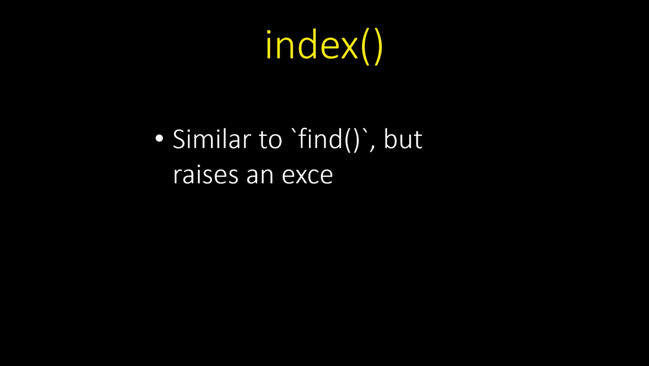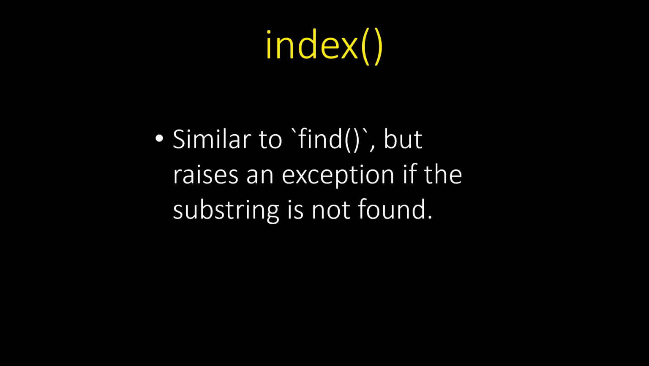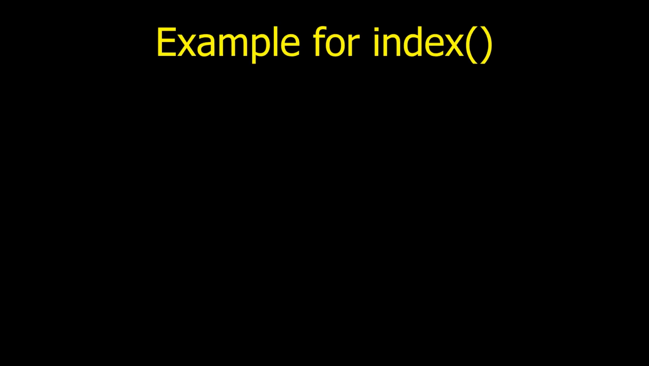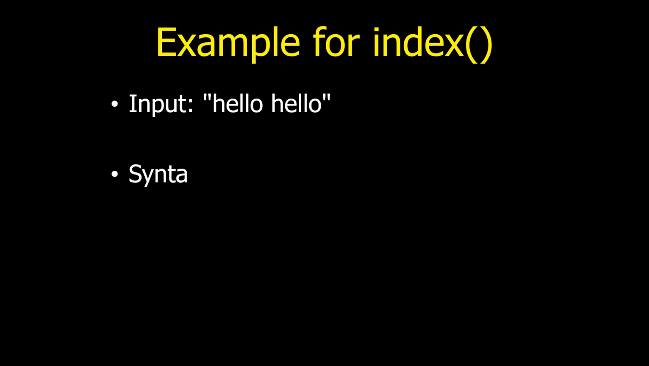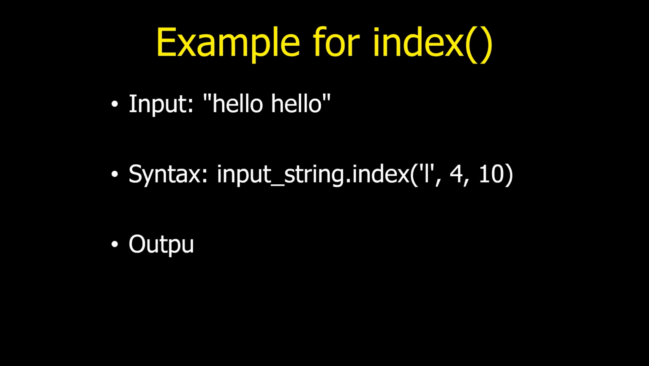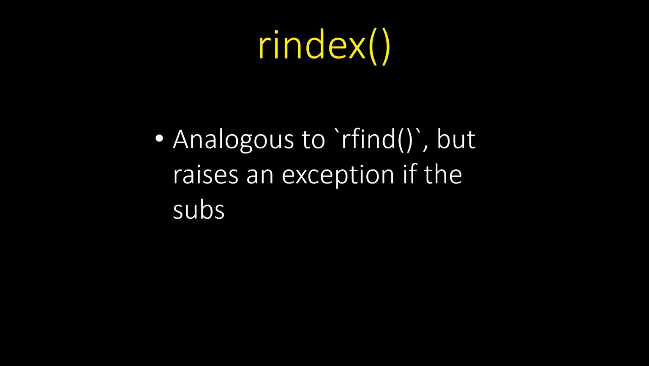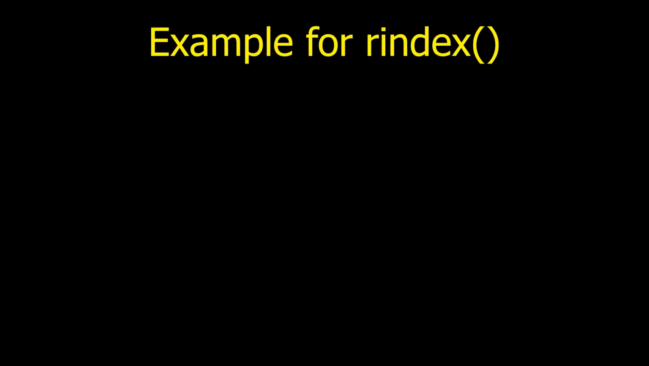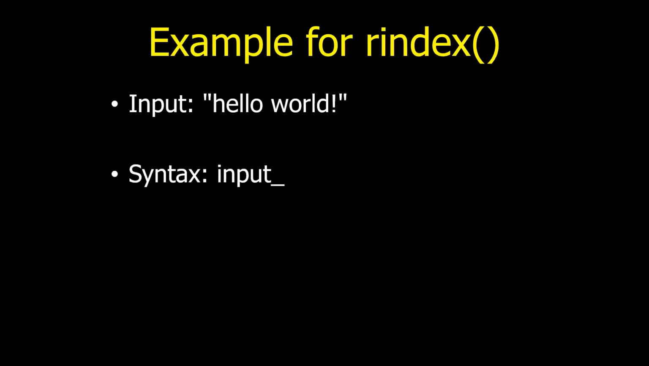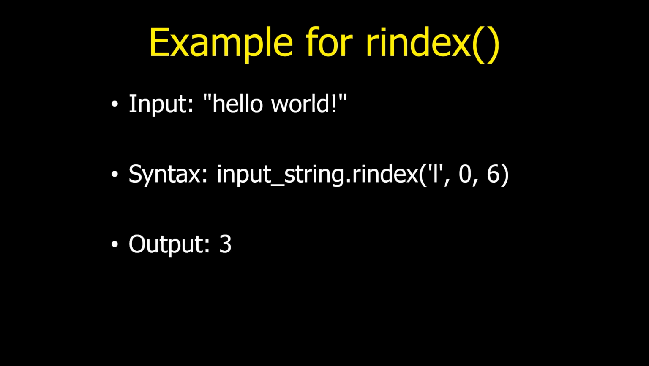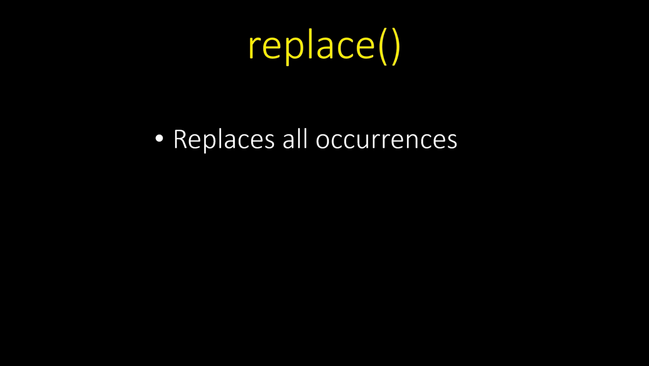Next, we have index. This is similar to find, but instead of returning -1 when the value isn't found, it raises an error. In our example, the string "hello world" provides the result 8 when searching for the character L between indices 4 and 9. On the flip side, rindex gives us the last position of the value. For the string "hello hello", looking for L between indices 0 and 6, the result is 3.